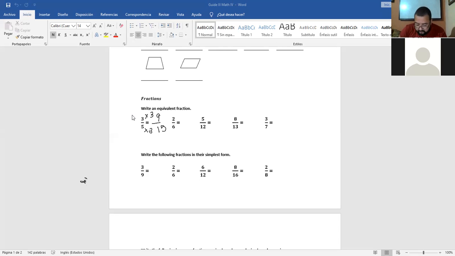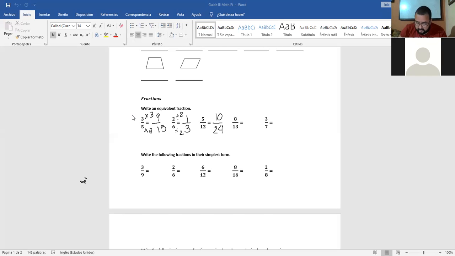If we divide both the numerator and the denominator by 2, we say 2 divided by 2 equals 1, and 6 divided by 2 equals 3. Here we could divide or multiply. Now in here, if we multiply 5 times 2, 5 times 2 equals 10, and 12 times 2 equals 24.